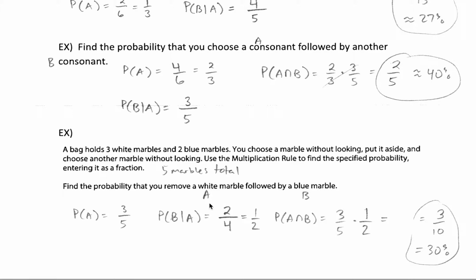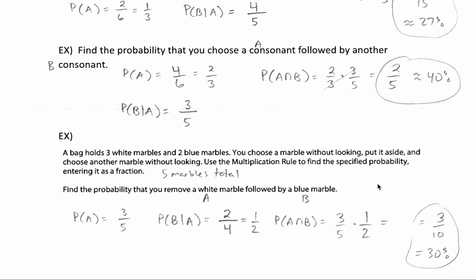But let's look at our condition now. Now that we drew a marble first and didn't put it back, we now have 4 marbles left. Out of those 4 marbles, how many would be blue? Well, because we chose a white marble first, we still have 2 blue marbles. So 2 out of 4, or 1/2, would be the probability of that conditional probability. Now we can just multiply our 2 individual probabilities. 3/5 times 1/2 is 3/10, or about 30% chance of drawing a white marble followed by a blue marble.